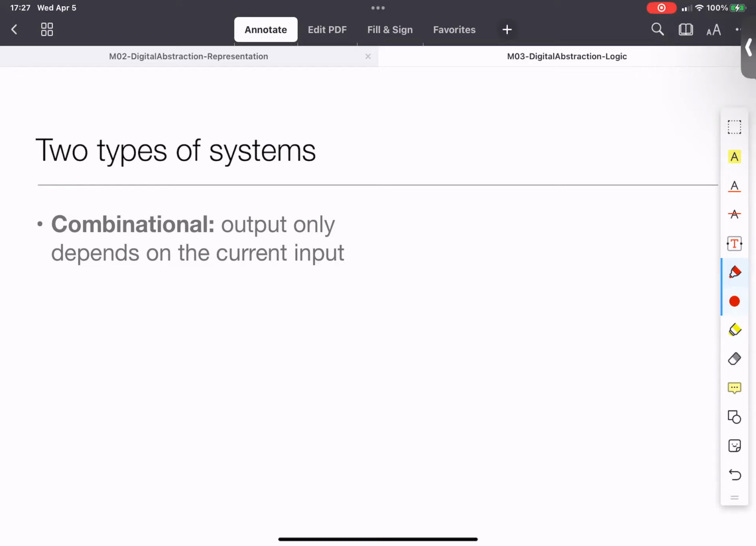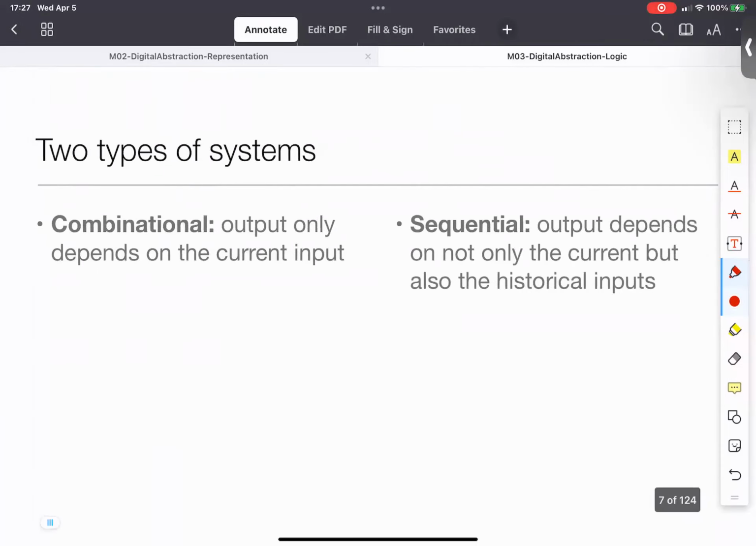Okay, so and this doesn't depend on, obviously not on future, but also doesn't depend on the past. Okay, so that's combinational. And sequential, the output depends not only on the present input, but also on inputs which happened historically. Okay, how much in the past depends, but they at least depend upon at least an input at one instant in the past.